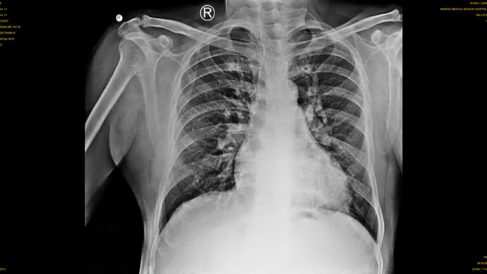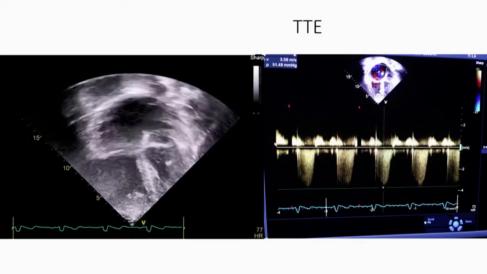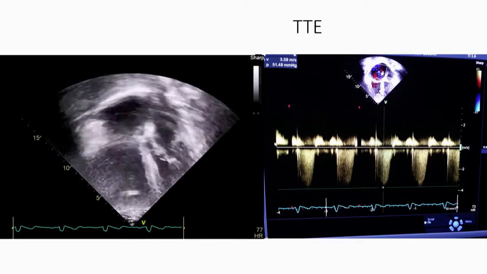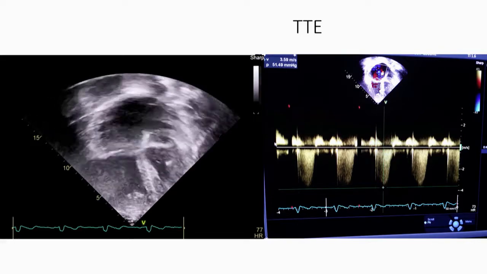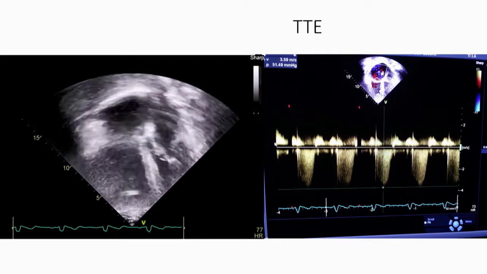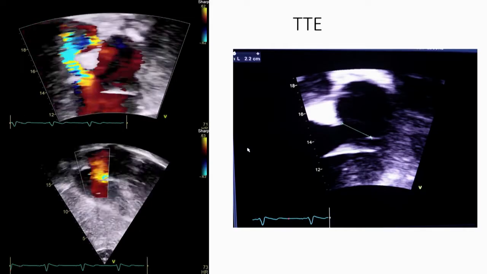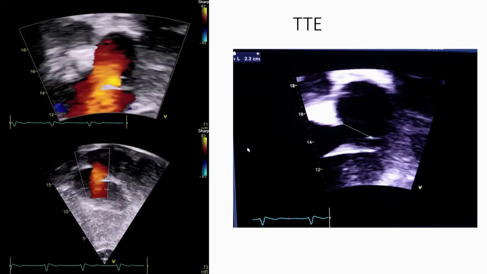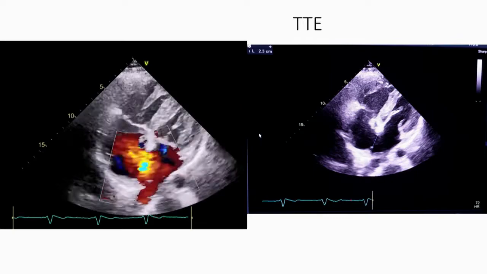This is the chest X-ray showing increased pulmonary plethora. And ECG showing RSR pattern in V1, RBBB. This is the transthoracic echo showing dilated RA and RV with large ostium secundum ASD, moderate PAH, RVSP of 51 millimeters of Hg. This is the subxiphoid view showing the ostium secundum defect with left to right shunting. It measured 23 millimeters on transthoracic echo.